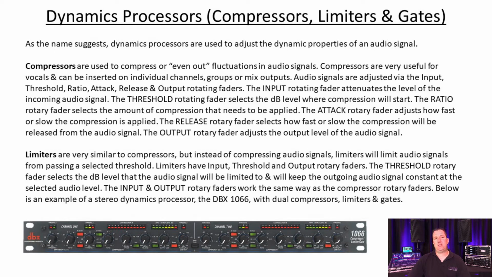Audio signals are adjusted via the input, threshold, ratio, attack, release, and output rotating faders. The input rotating fader attenuates the level of the incoming audio signal, and the threshold rotating fader selects the dB level where compression will start. The ratio rotary fader will select the amount of compression that needs to be applied.